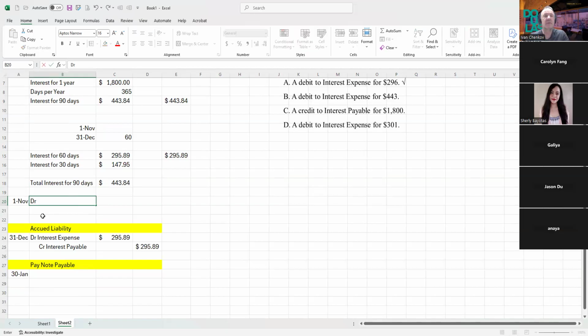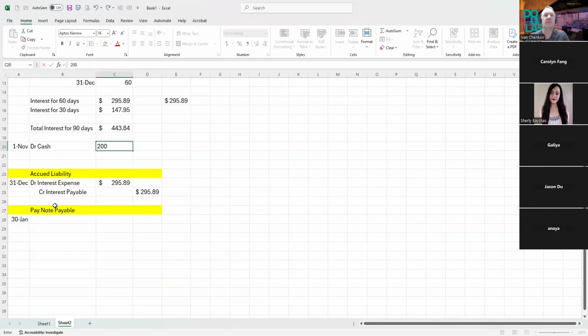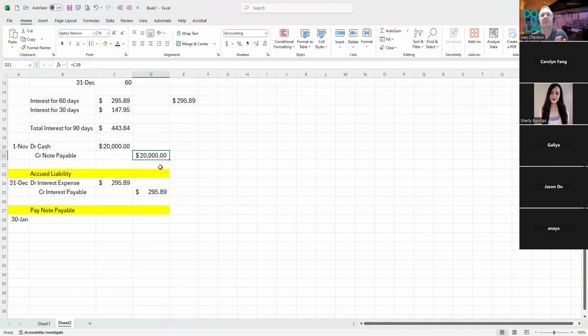What will be our journal entry on November 1st here? Which account am I going to debit here? Cash of 20,000, and credit will be note payable. Same amount, correct? So on the payment date, I definitely have to pay 20,000. That's out of question. What else do I have to pay? I have to pay the interest. Do I know how much is the interest? Yes, I know.